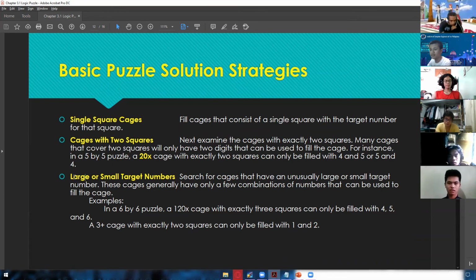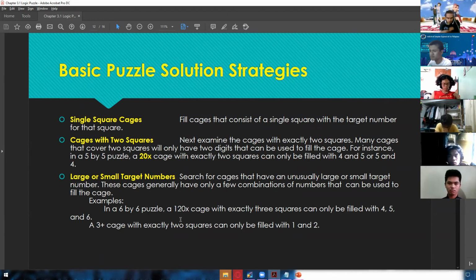And the next thing you can do is maybe you can find large or small target numbers. Okay, so we have to search for cages that have an unusually large or small target number. These cages generally have only a few combinations of numbers that can be used to fill the cage. Like for example, in a 6x6 puzzle, a 120x cage with exactly 3 squares can only be filled with 4, 5, and 6. Okay, so with that, you'll be easily able to solve things. And then you can just simply shuffle those 3 numbers. And then a 3 plus cage with exactly 2 squares can only be filled with 1 and 2.